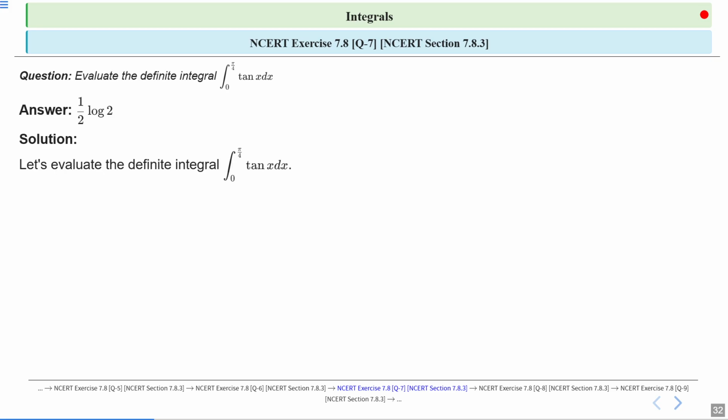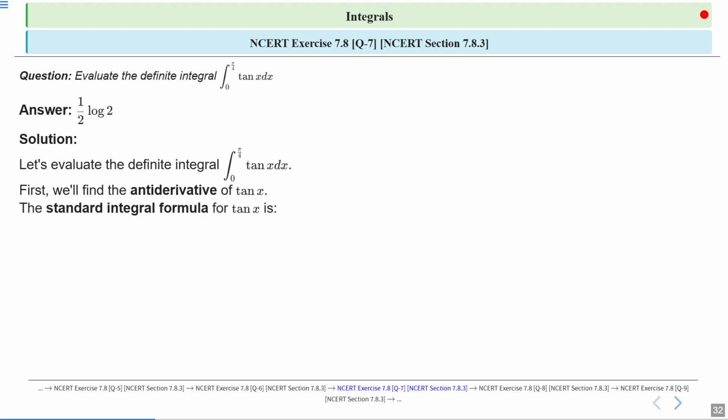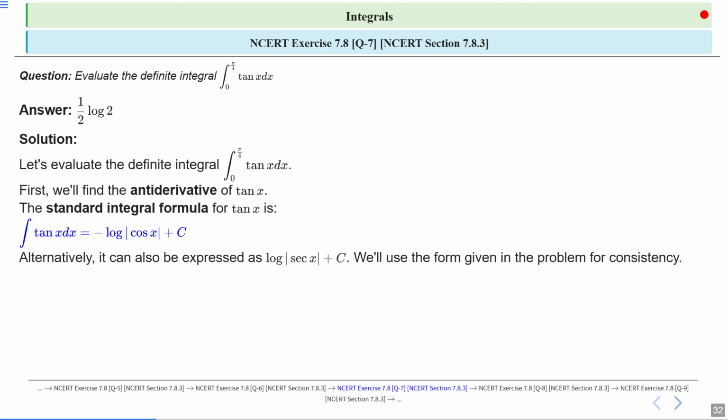So let's evaluate the definite integral from 0 to π/4 of tan x dx. At first we find the value of the antiderivative of tan x, and we know the integration of tan x is minus log cos x plus c. It can also be expressed as log sec x plus c.